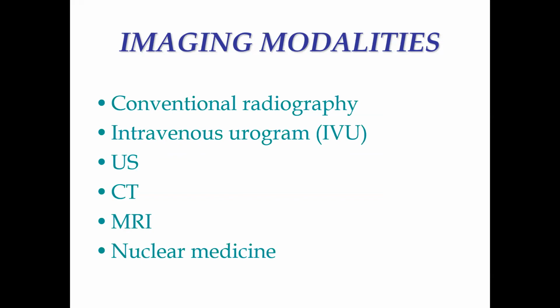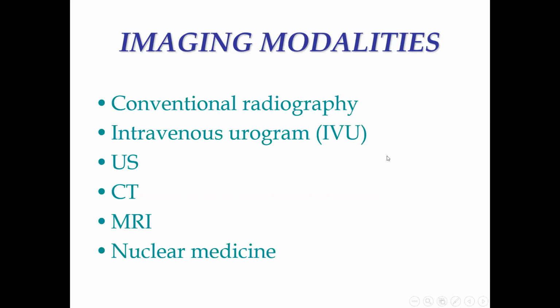Okay, so we have these 6 modalities. Conventional radiography is actually X-rays. The simple X-rays that we do for evaluation of the KUB, that is kidney, ureter, and the bladder.